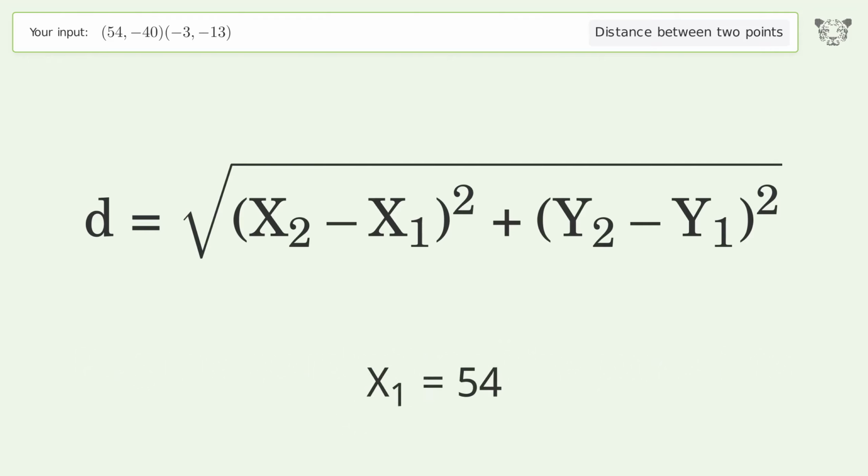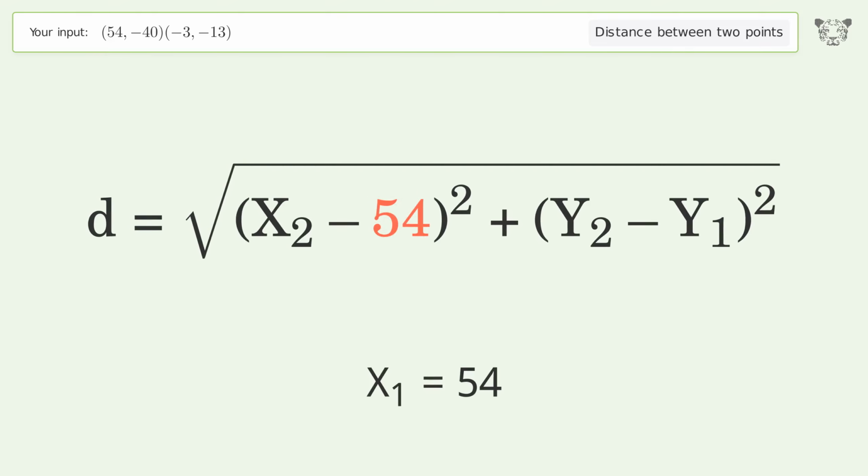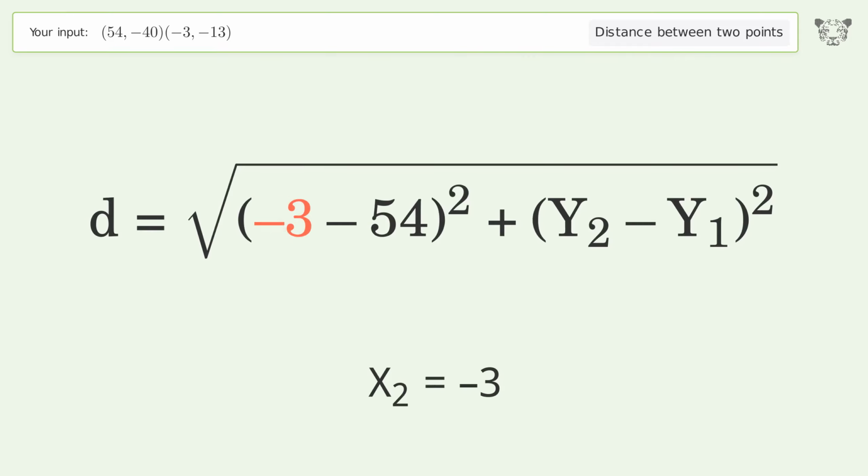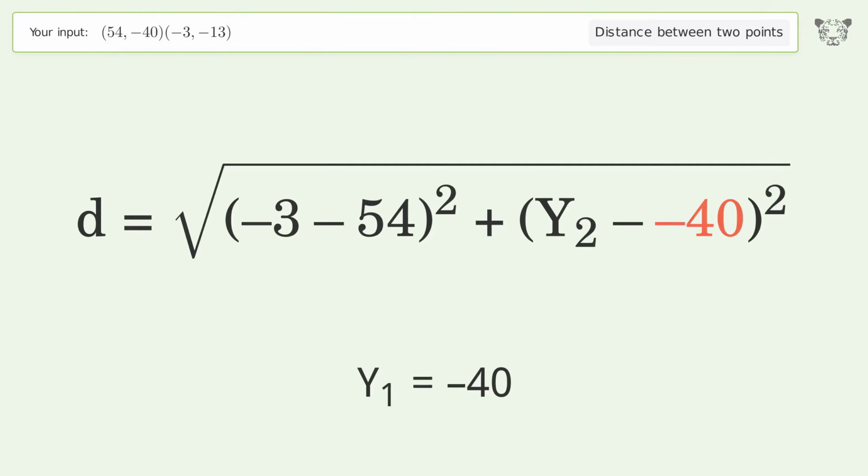x1 equals 54. x2 equals -3. y1 equals -40. y2 equals -13.